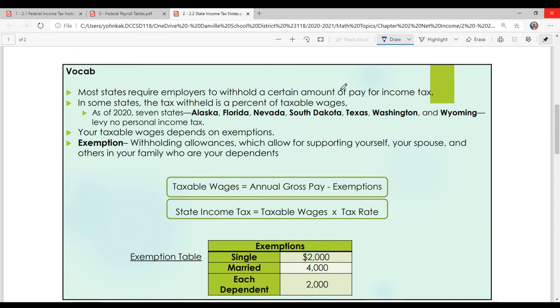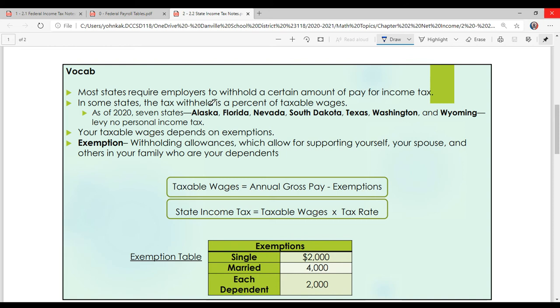But as of 2020, there are 7 states that have no personal income tax: Alaska, Florida, Nevada, South Dakota, Texas, Washington, and Wyoming. So if you don't want to pay any personal income tax, go to those states.